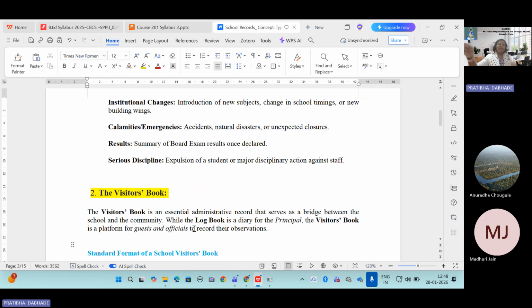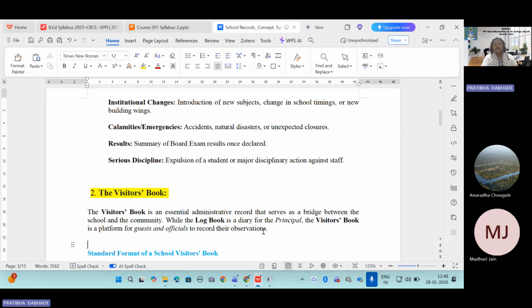Because you know that at the entrance of any school, they have a visitors book, and those who are visiting, it can be the parents, it can be someone only coming for an inquiry, right? Maybe anyone from the particular community or the society can also visit the school. So basically it bridges the school and the community.